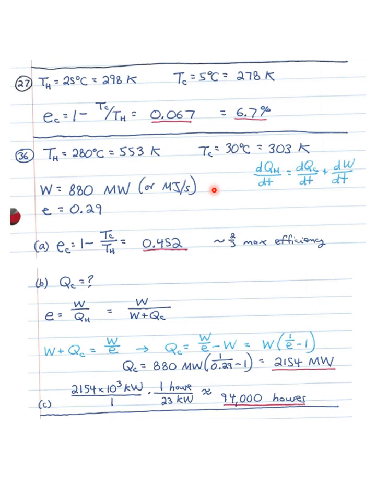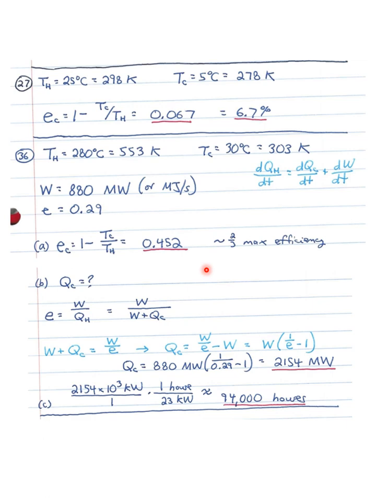And it says efficiency is 0.29. Part A, we're going to find the Carnot efficiency, 0.452. Now that is the maximum possible efficiency. Our engine that we're looking at actually only has an efficiency of 0.29, so it'll never be higher than 0.452. It'll never be higher than the Carnot efficiency, which means that it's about 2/3 of the maximum possible efficiency that it could be.